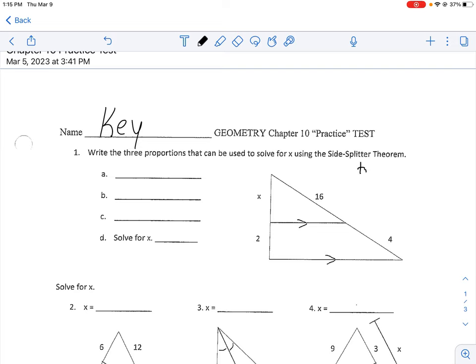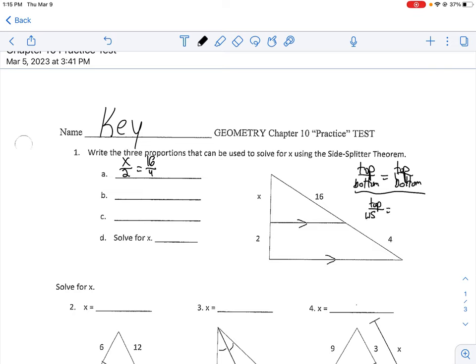The three would be top over bottom equals top over bottom, and I'll demonstrate that one in our example here. So that would be x over 2, top over bottom, is equal to top over bottom, 16 over 4. Our next proportion would be top over whole side.